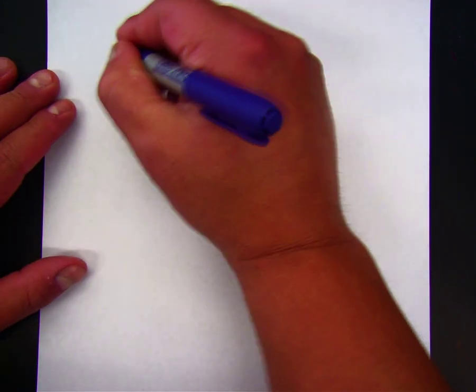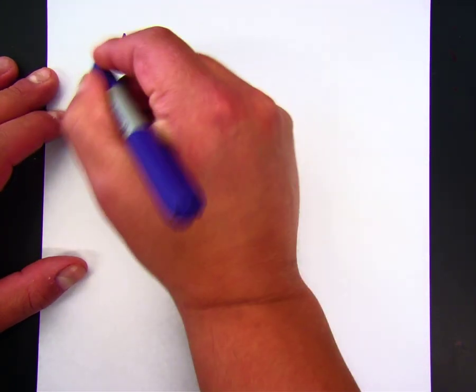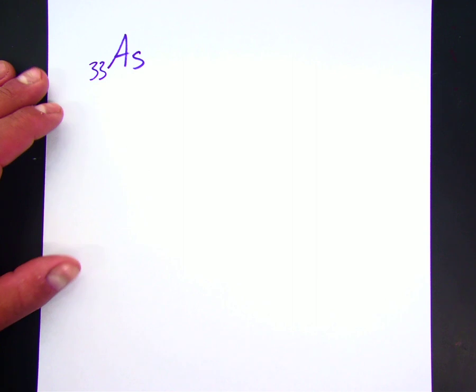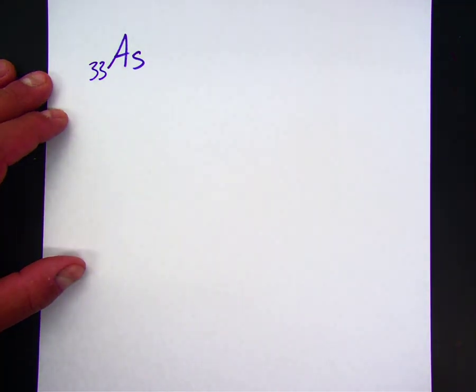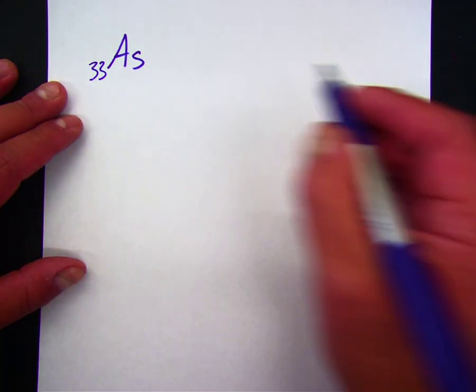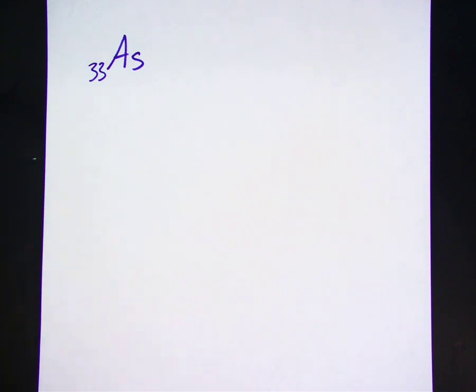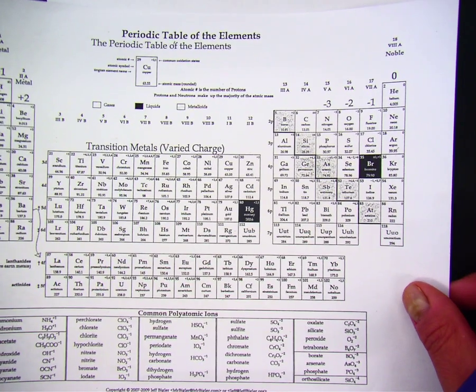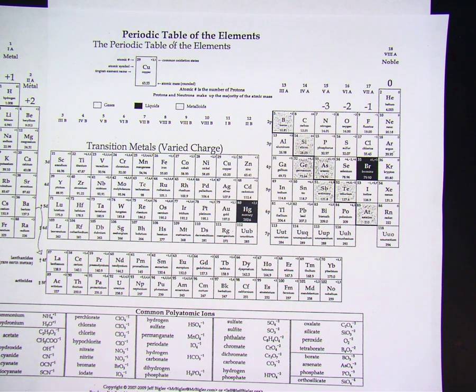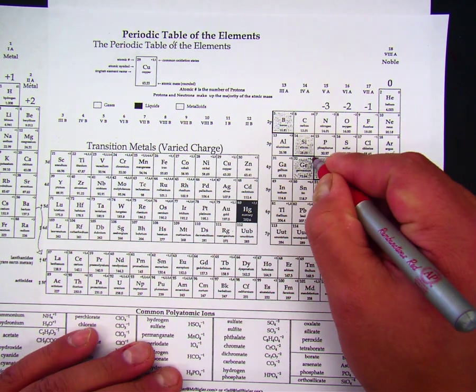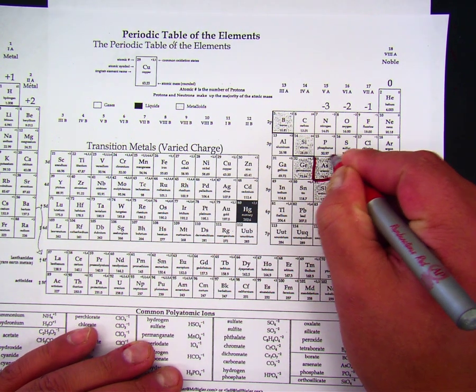All right, arsenic. Arsenic 33. So the first one was the orbital filling diagram, right? What you first want to do is locate this sucker on the periodic table, and I'll just highlight this right here. It's going to be this guy right here.